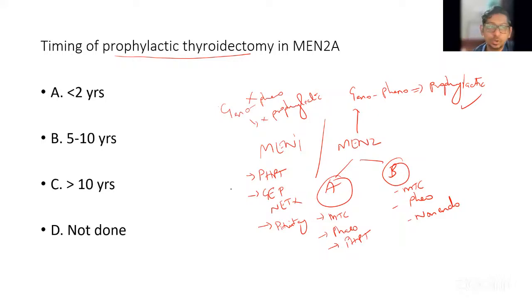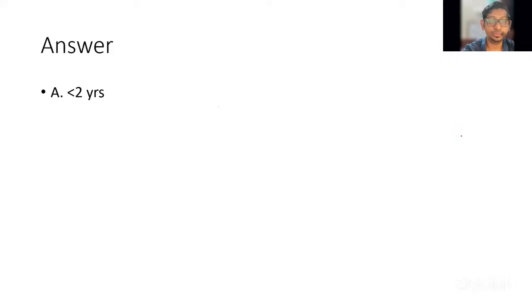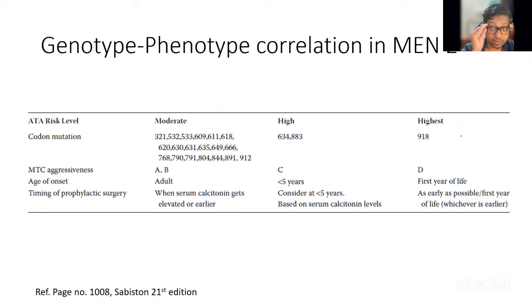Whereas in a MEN2A syndrome, usually we do a prophylactic surgery at less than 5 years. The options here may be different, the actual options may have been different, but just remember the concept. Usually in MEN2A disease, we operate at less than 5 years. Now MEN2B is highly aggressive. So here we usually operate within the first year of life. Usually even in the neonatal period, they are operated on. So within the first year of life, we operate on MEN2B patients. So it is very important to understand this genotype-phenotype correlation.